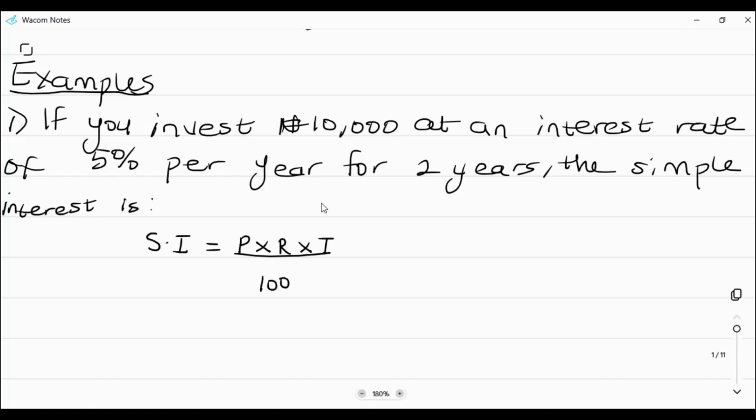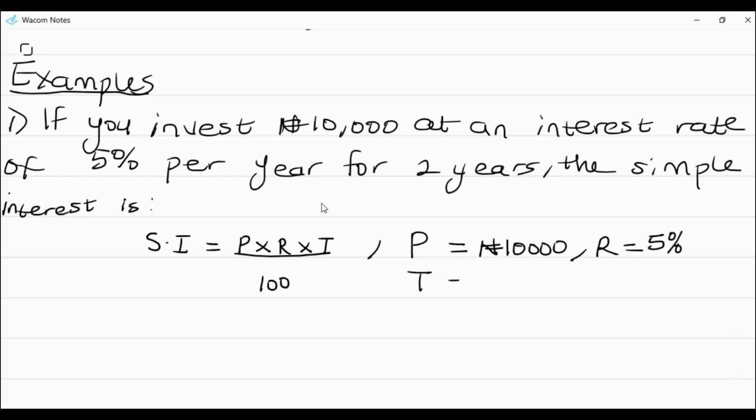From our question, we know that P is equal to, we said if you invest 10,000 naira, so this is the principal amount, we have it to be 10,000. And right here, R, which represents the rate, is 5% per year. So we have this to be 5%. Then the time, which is 2 years.